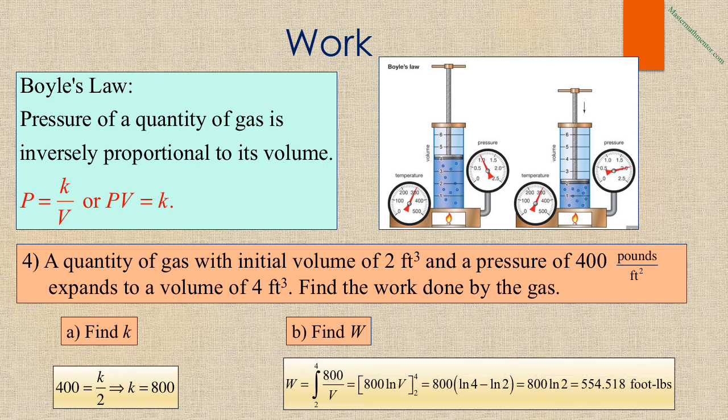To find the work done by the gas to change the volume from 2 cubic feet to 4 cubic feet, we let W equal the integral from 2 to 4 of 800 over V. This becomes 800 natural log of V evaluated from 2 to 4, or 800 times natural log of 4 minus natural log of 2. We can write natural log of 4 minus natural log of 2 as natural log of 4 over 2, which is the natural log of 2. So our answer is 800 natural log of 2, or 554.518 foot-pounds.